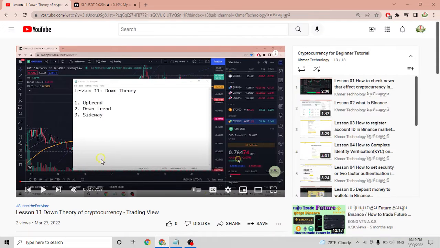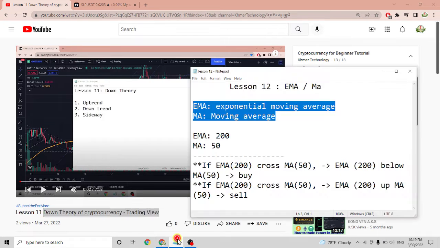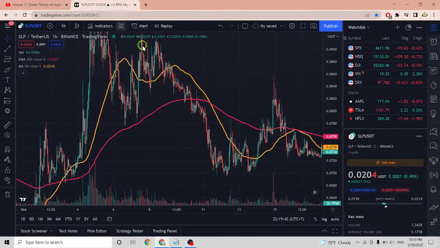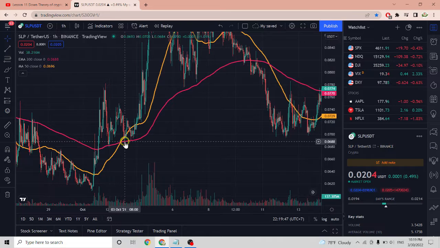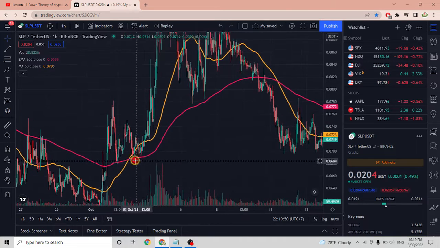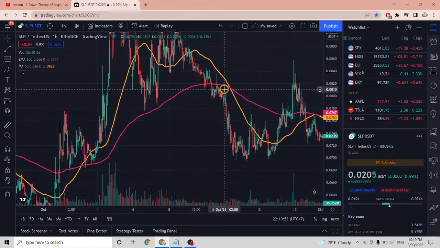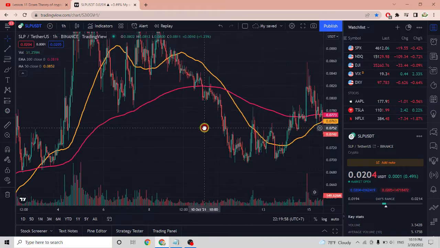So in the previous lesson we studied Dow theory. In Dow theory we don't know whether the graph will go down or up, but if we combine it with this lesson, it is very essential and important for you to know whether the graph is going down. For example here, when it crosses here, you know the graph is going up, you can start to buy. And when it crosses again, you think that it is going up, but it's not, it's going down.